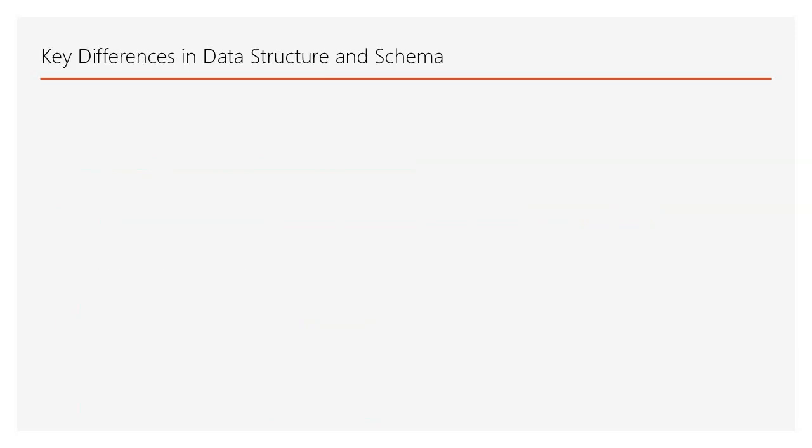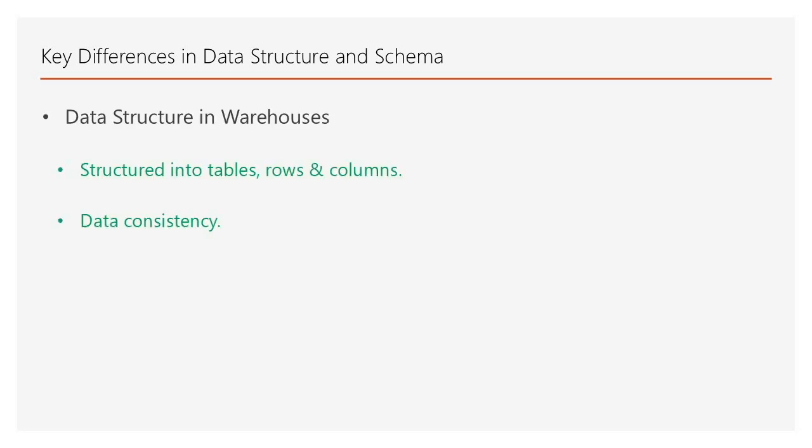Now let's discuss the key differences in data structure and schema for data warehousing and data lakes. In data warehousing, data is highly structured and organized into tables, rows, and columns. This approach ensures data consistency and is tailored for specific queries and reporting needs.